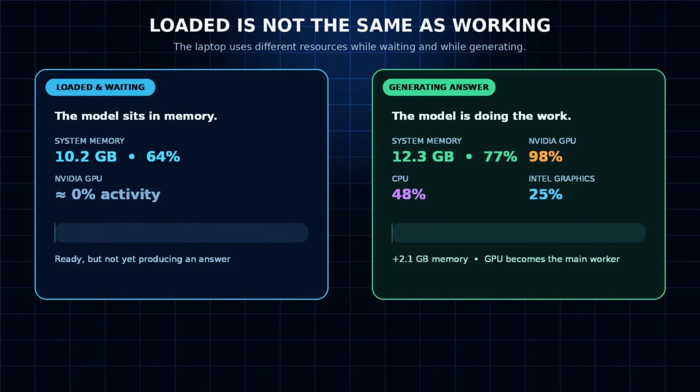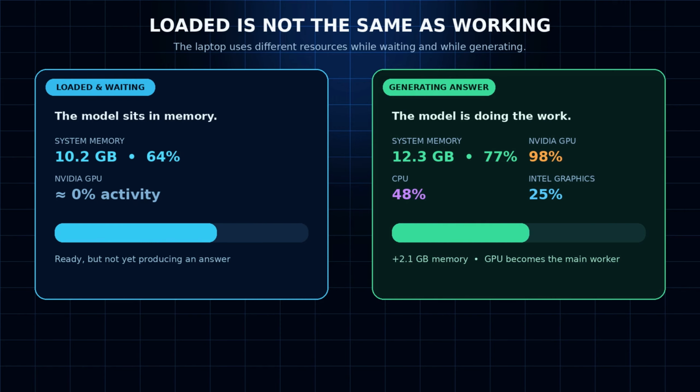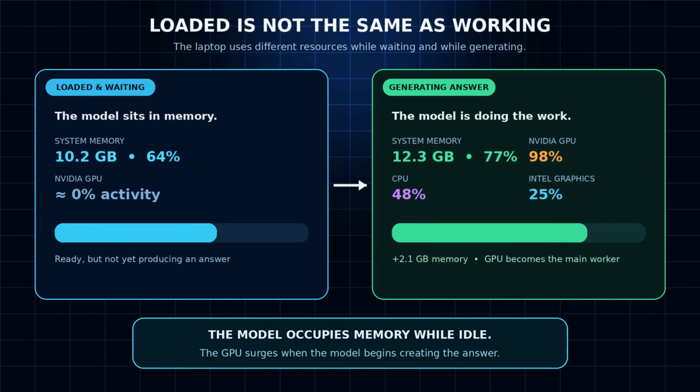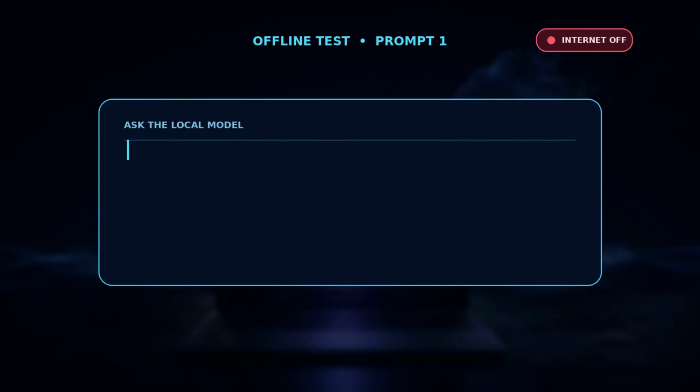When the model is loaded but waiting, memory usage sits at 10.2 gigabytes, and the NVIDIA GPU shows almost no activity. When generation begins, memory usage rises by approximately 2.1 gigabytes, and the NVIDIA GPU climbs to 98%. Loading the model and using the model are two very different workloads.